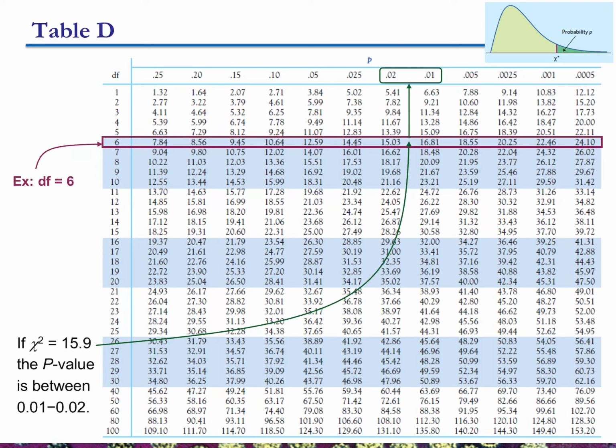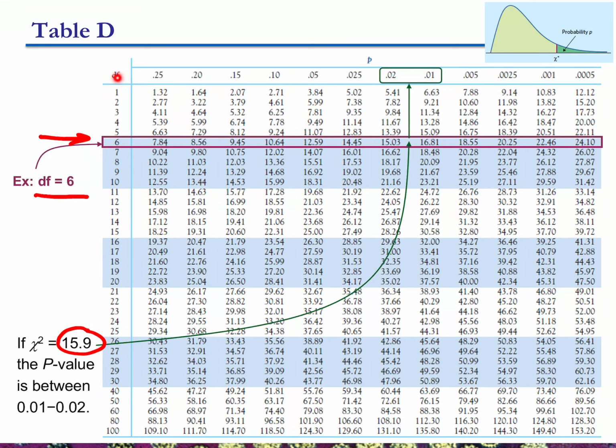Let's say we have a situation where we have a degrees of freedom of 6. That means we're going to look on that row right there. Let's say we have a chi-square value of 15.9. So degrees of freedom of 6, find 15.9. It's between these two numbers, go up, and we know our p-value is between 0.01 and 0.02.